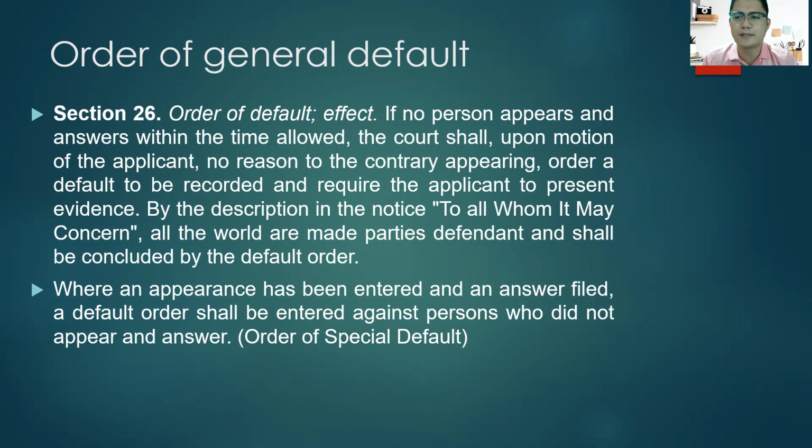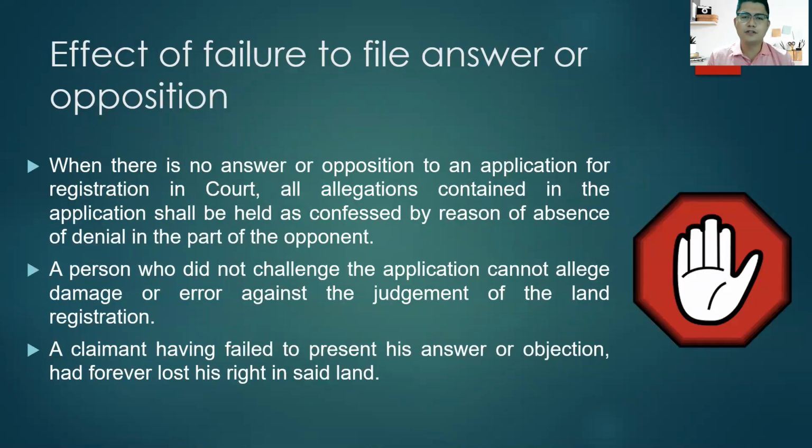That's called order of special default. That's what I'm about to discuss later. Effect of failure to file answer or opposition. When there's no answer or opposition to an application for registration in court, all allegations contained in the application shall be held as confessed by reason of absence of denial on the part of the opponent. A person who did not challenge the application cannot allege damage or error against the judgment of the land registration. A claimant having failed to present his answer or objection had forever lost his right in said land. In short, that's what we call estoppel.